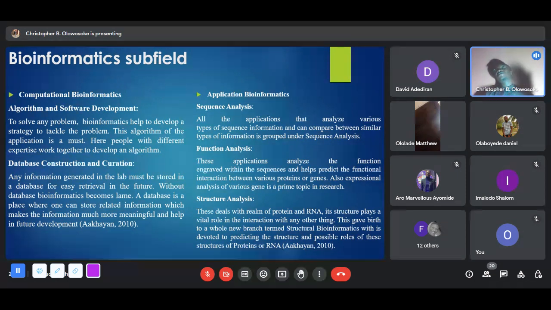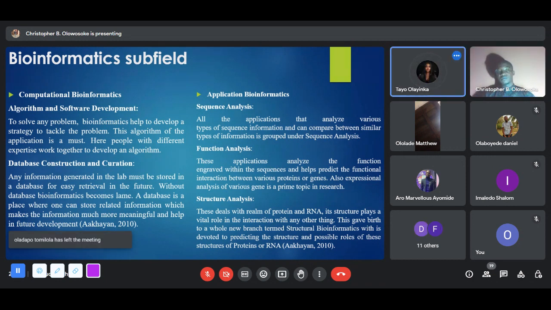In the biochemistry lab, let's say you want to study the function, you are going to be using an animal model, plant model, rat model, and all those models, which will require you to start feeding the rats. For instance, you feed them, you shelter them, you clean their waste so they won't spoil the environment you are using. But with application bioinformatics, you can conduct those functional analyses using your software. Are you with me? Is everybody with me?